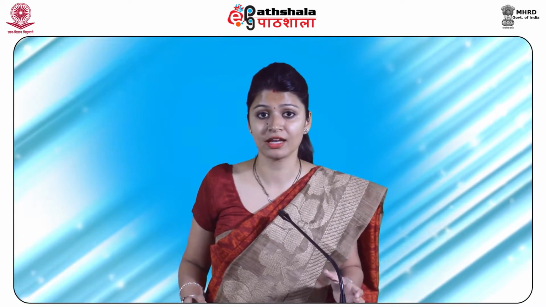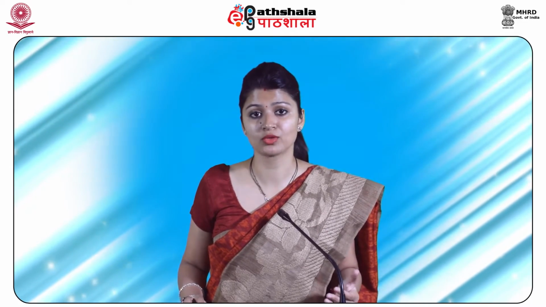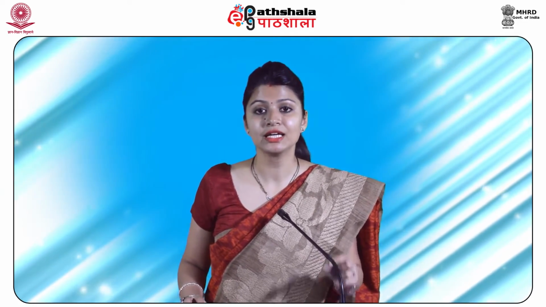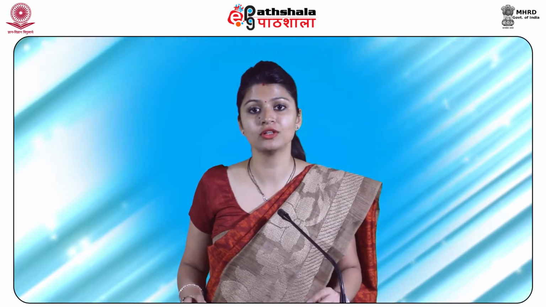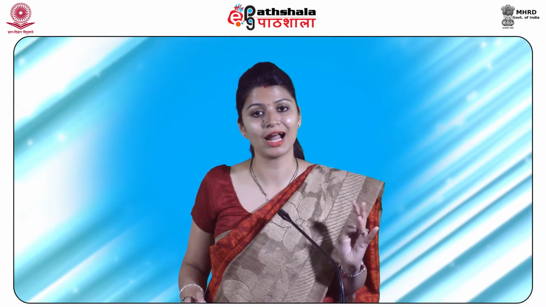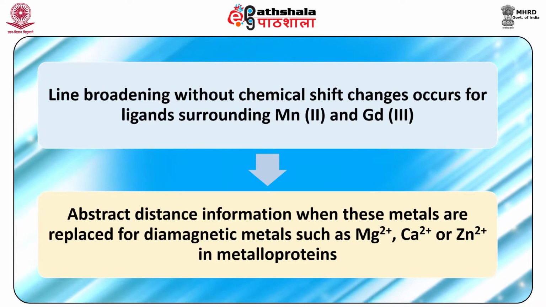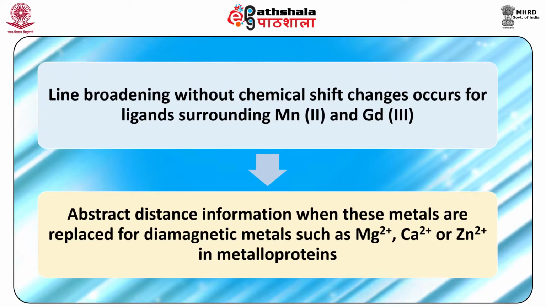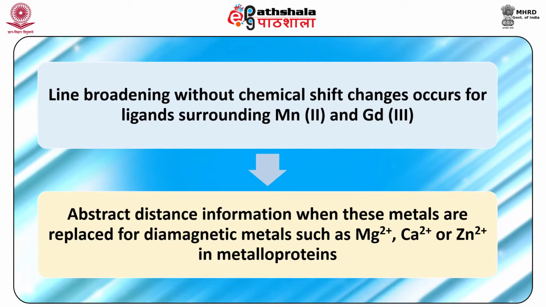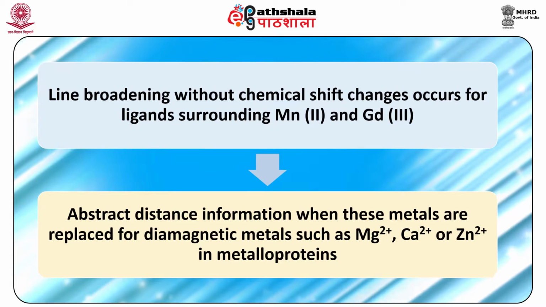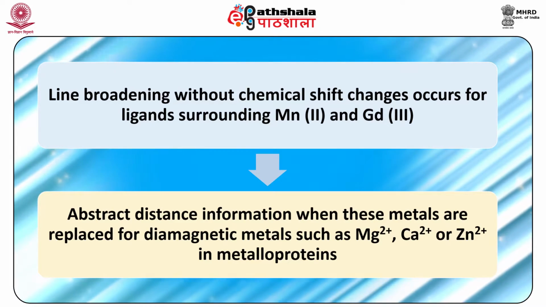Paramagnetic metal ions having electron spin relaxation times that are fast enough not to broaden adjoining proton resonances beyond recognition can yield shifted NMR signals that facilitate recognition of amino acid side chain ligands. This method is especially beneficial for naturally occurring iron, cobalt and copper centers. Line broadening without chemical shift changes occurs for ligands surrounding manganese(II) and Gd(III) and can be used to abstract distance information when these metals replace diamagnetic metals such as magnesium, calcium and zinc in metalloproteins.